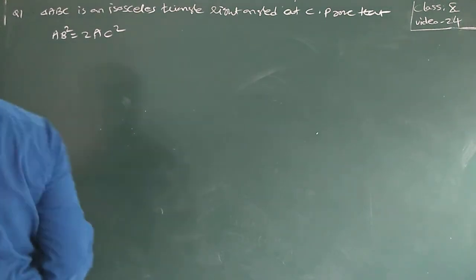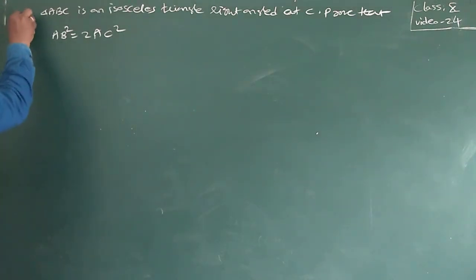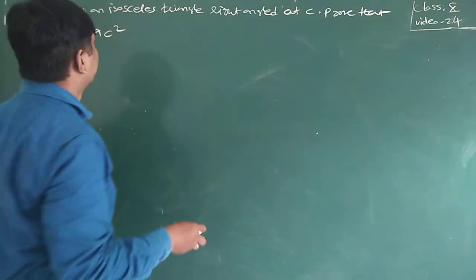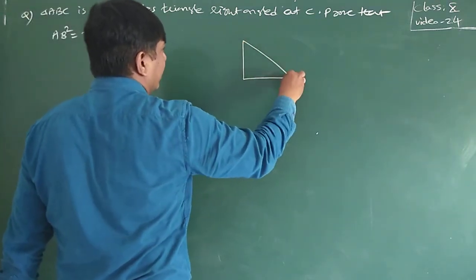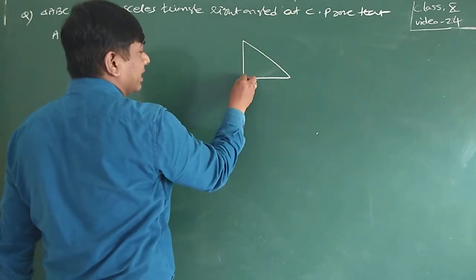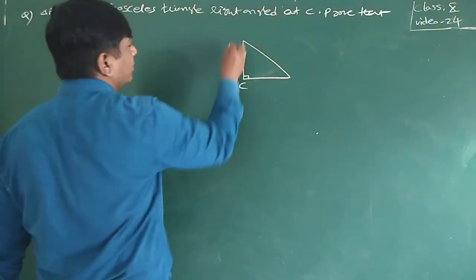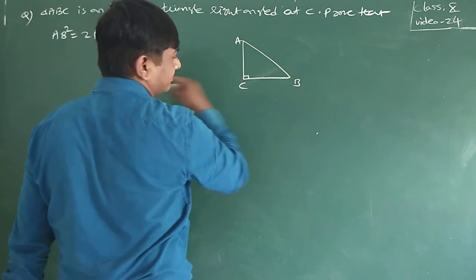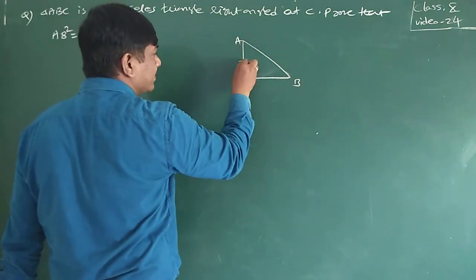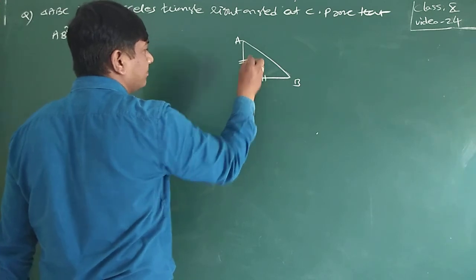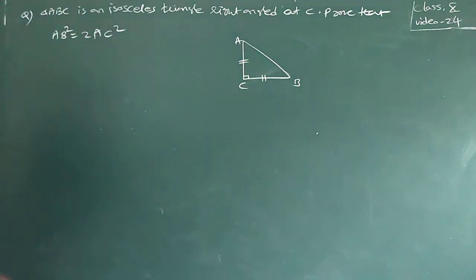One more question. Many times they asked this in CBSE also. Triangle ABC is an isosceles right angle triangle, right angle at C. Remaining two you can take anything. So isosceles means, other than the hypotenuse, these perpendicular sides are equal. Perpendicular sides are equal.